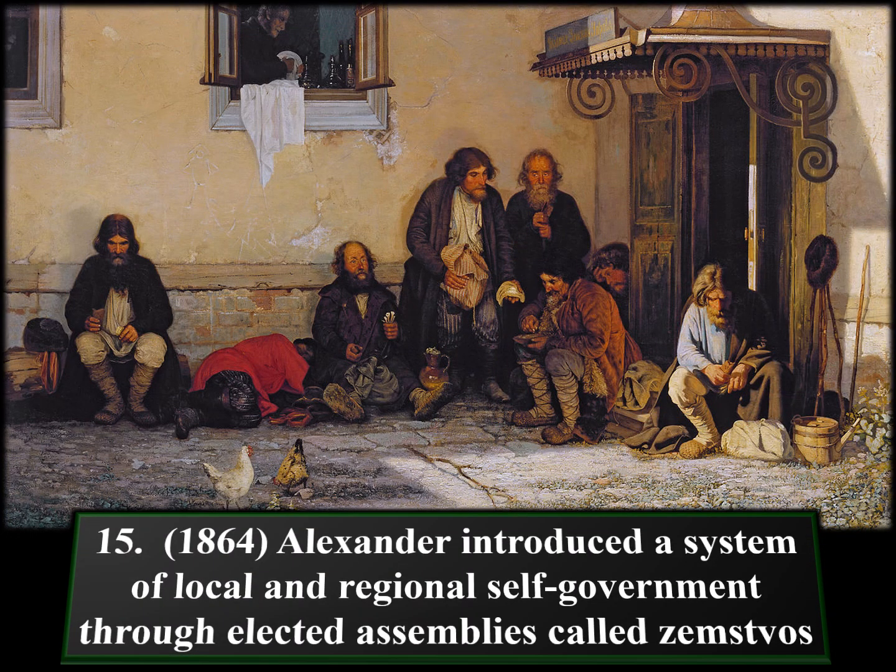In 1864, Alexander introduced a system of local and regional self-government through elected assemblies called zemstvos. This was his attempt at beginning the idea of local governing that could then answer back to him as the Tsar. And it was a show to many that maybe he was adopting some classical liberal ideas. Maybe this was the beginning of Russia eventually becoming a constitutional monarchy. If he would allow for zemstvos and regional government, perhaps he would allow for the creation of a national legislature. And maybe Russia could finally start catching up to Western Europe.